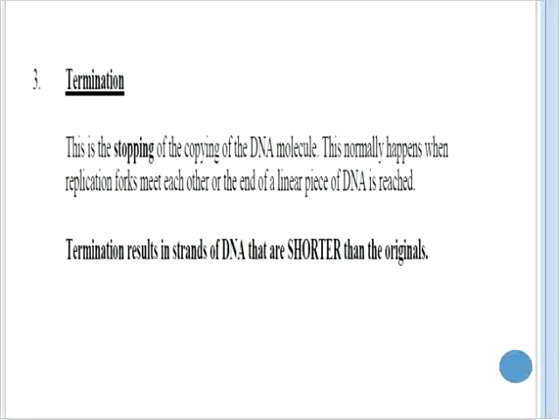Following elongation, we then reach the step called termination. Here, as indicated by the word, this is the stopping of the copying of the DNA molecule. Normally, this happens when replication forks meet each other or the end of a linear piece of DNA is reached. Of significance is that termination results in strands of DNA that are shorter than the originals.